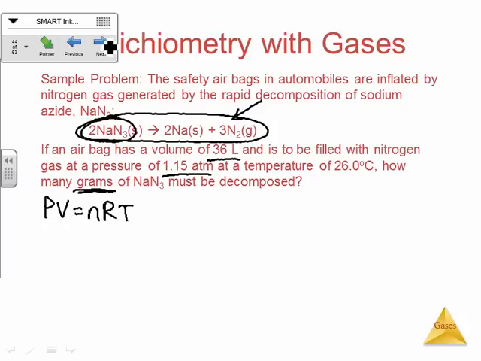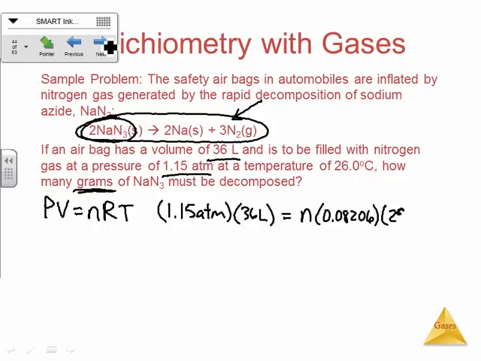And so the pressure here, 1.15 atmospheres. It's kind of nice. Finally, we have 1 atmosphere, so we don't have to convert it. Times volume, which is 36 liters. That's equal to n, that's what we're trying to find, times the 0.08206, times our temperature, which is 299. And then we're just going to solve for n here.